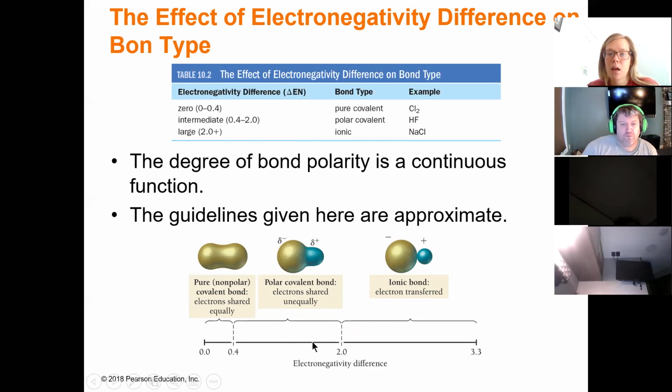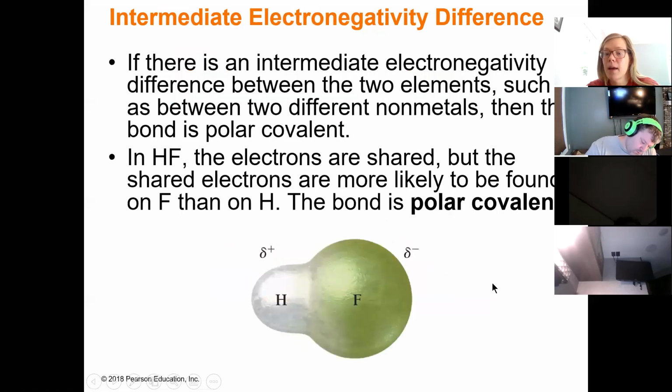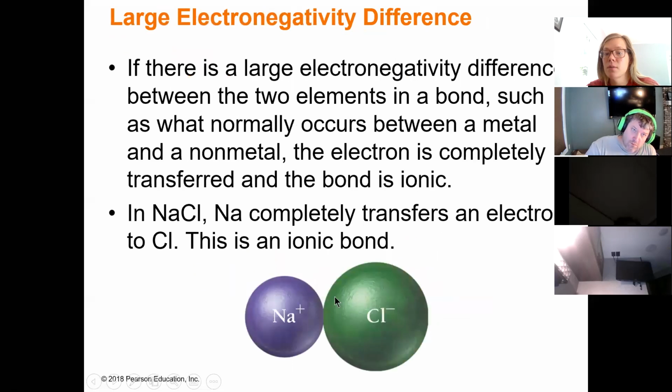And then there is another situation where the difference can be so great in the electronegativity. If it's greater than 2, all the way up to like 3.3, this is a situation where we get an ionic bond, or a metal and a non-metal, like sodium and chlorine.